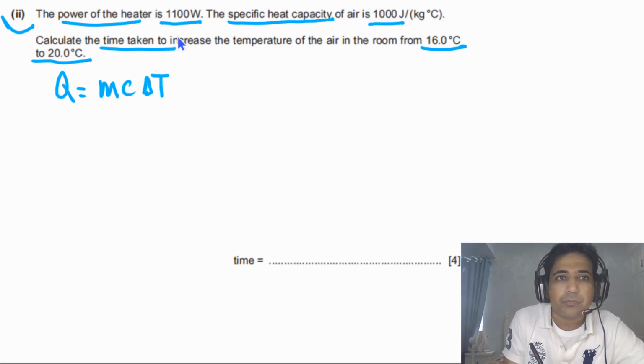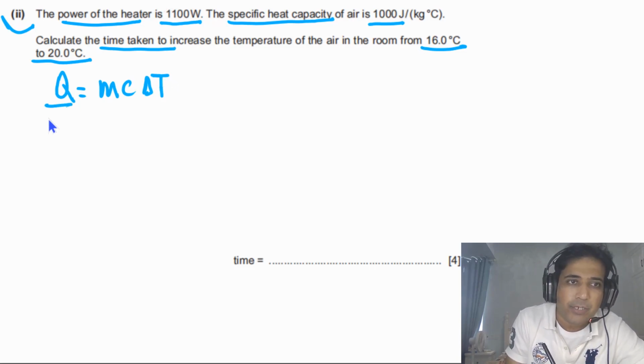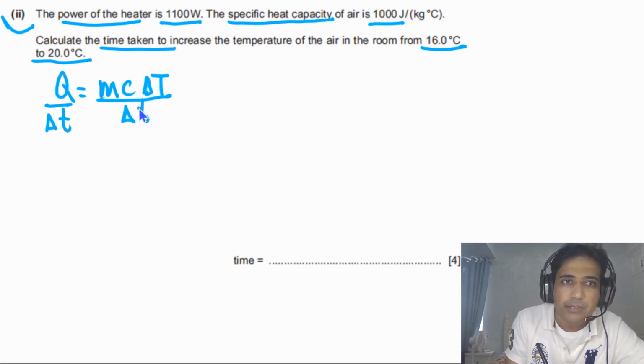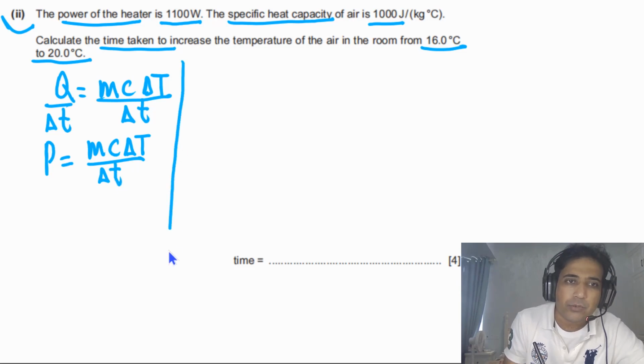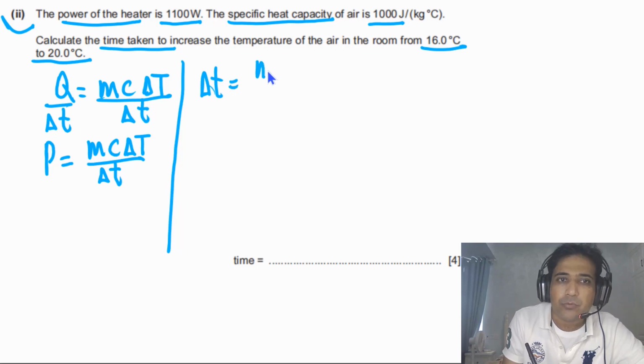But in the question, power is given to us, so we can divide both sides by delta t. So Q over delta t means the rate of thermal energy transfer. This is equal to power. So we can write here, this is mc delta T divided by delta t. For this question we need to calculate the time taken, which means we need to calculate delta t. So we can rearrange this. We can write mc delta T divided by power.